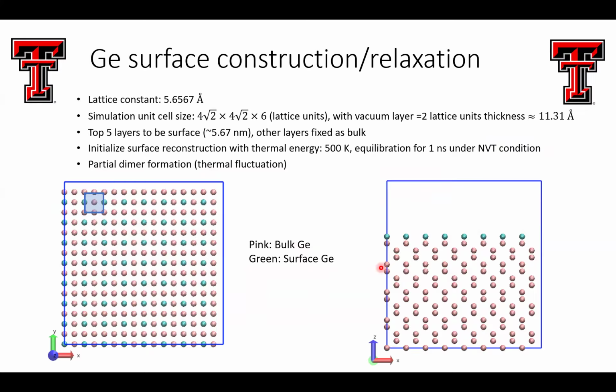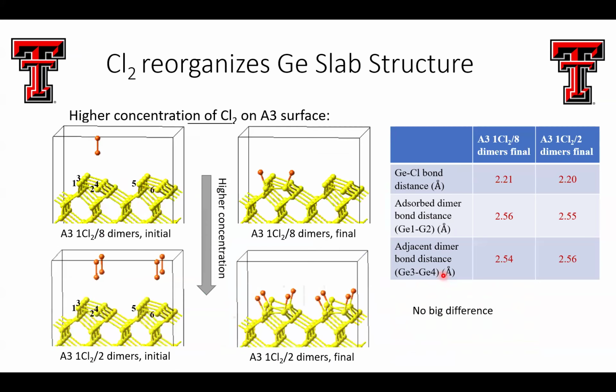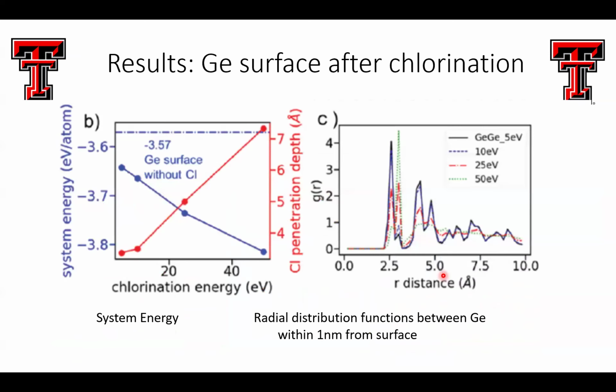I said I chose this problem because it has a lot of pitfalls where you can fall into. And then after the simulation, you see that the surface reconstructs completely. So at this point, we can actually start the simulation. And these are the different radial distribution functions, etc.